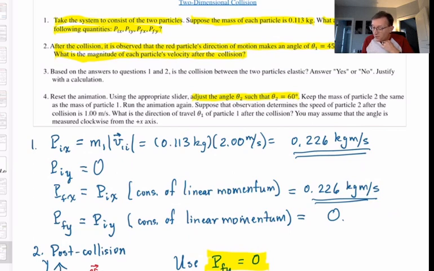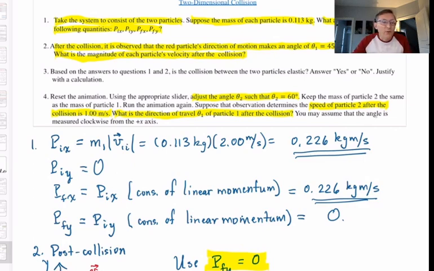Suppose that observation determines that the speed of particle 2 after the collision is 1 meter per second. Speed. What is the direction of travel θ1 of particle 1 after the collision? You may assume that the angle is measured clockwise in the plus x-axis, but we'll record the answer as a positive value.